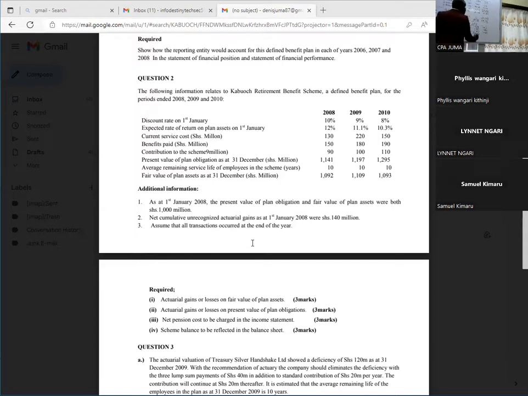Okay, now the net position will remain an asset. Then 72.03. Where did you put that up? I think it's net pension asset. Net pension asset. Net pension asset. Correct.